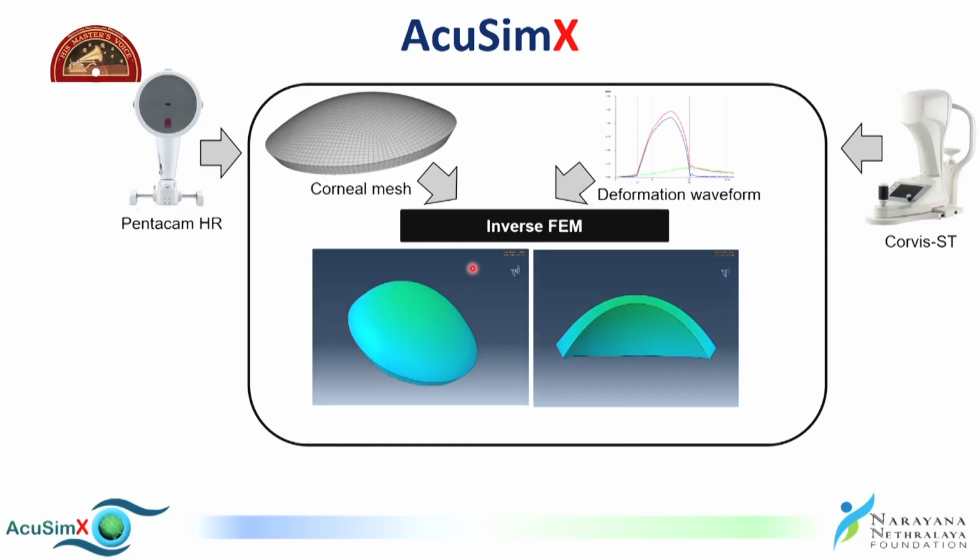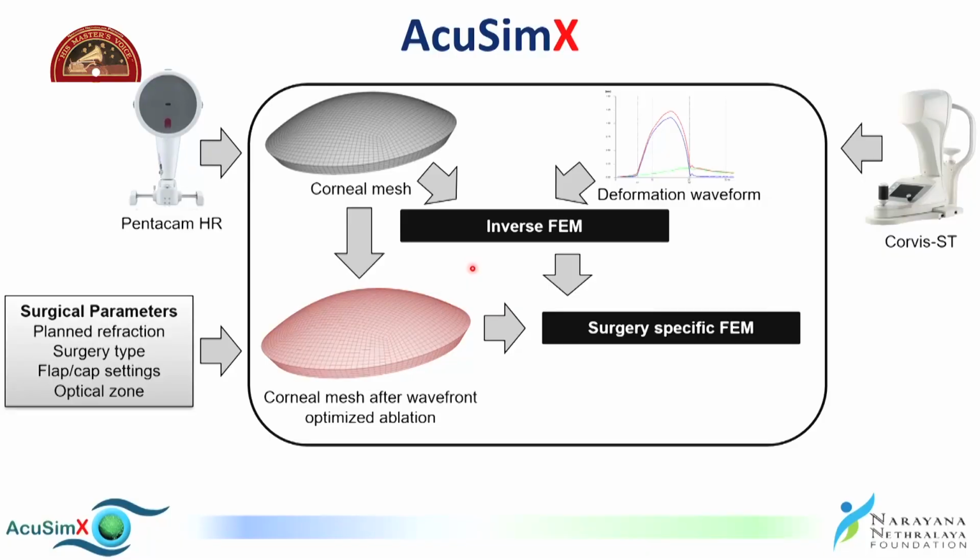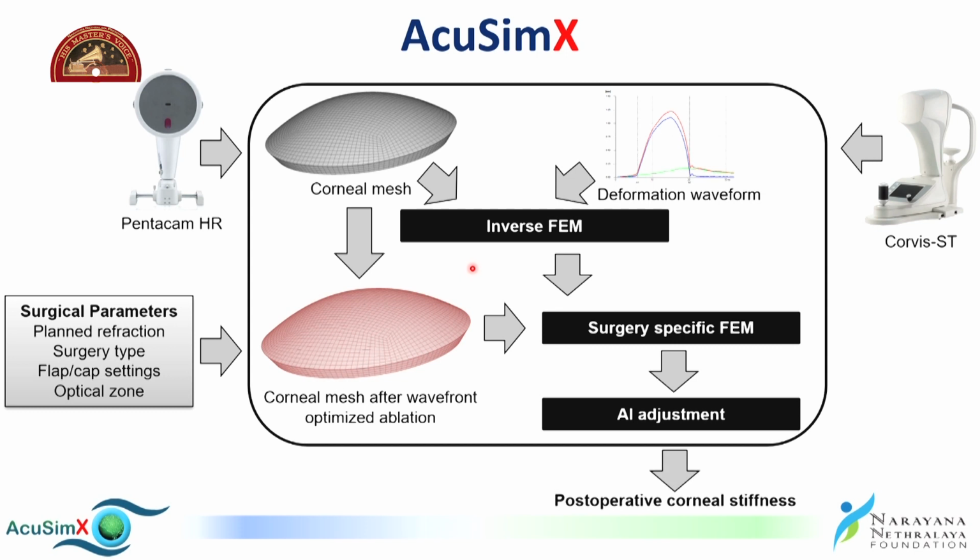So we set out on the task of making custom software where we have our own proprietary finite element simulation models. We do 3D geometry reconstruction. All this is incorporated in the software. In this software, we also include the type of surgery that you would like to do and how much ablation you would like to perform. Combined with sophisticated AI models, we come up with predictions of the post-operative corneal stiffness of a particular patient.